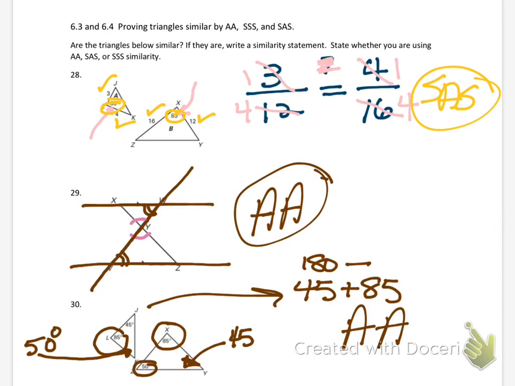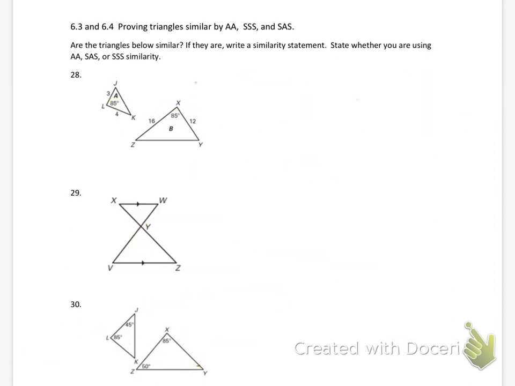Okay, now, they want us to do a similarity statement. So I'm going to go back now, erase what I have, and we'll talk about the similarity statements. Okay, so here's part 2 of this. Looking at the first pair of triangles in 28, I said by side, angle, side, I have similarity. So what I would tell you to do is put the letter of the angle that you know first. So in the small triangle, I have an L. In the big triangle, I have an X.